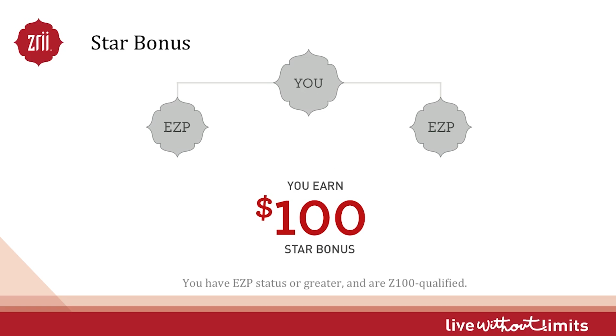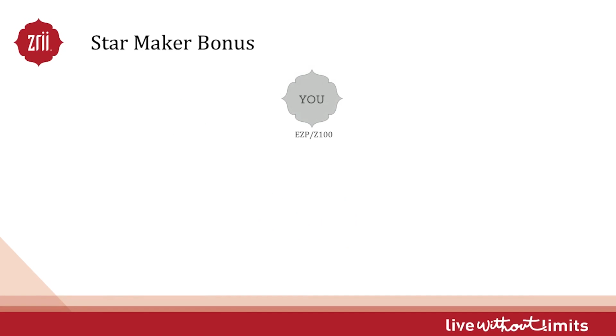So now you know that you become a star when you personally enroll 2 new independent executives on an EZP or greater within 1 year of each other. That's $100 in your pocket, courtesy of the Zrii Star Bonus. So how then, you might ask, do you become a star maker? That's a great question, and it's actually very simple as well. You teach your 2 personally enrolled independent executives to become stars themselves. In other words, help them do exactly the same thing you just did.